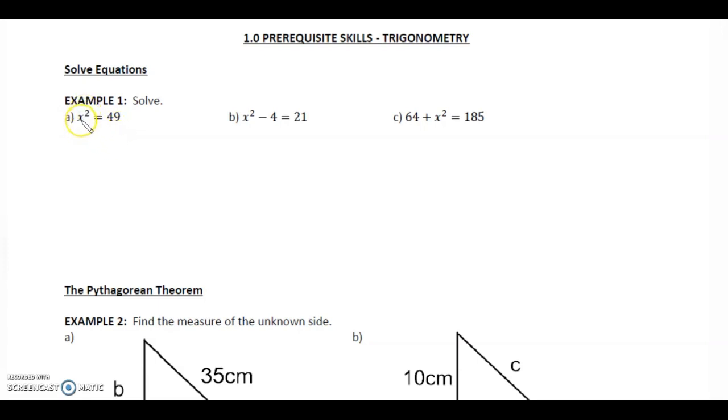So when we see x squared equals 49, what we're doing is we're solving for x. We need to get the x alone. So what we want to do is reverse this squared on it. Okay, what is the opposite of squaring something? Okay, so squaring something, the opposite is square rooting.